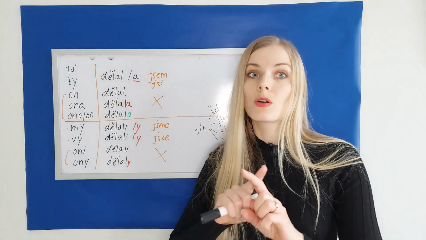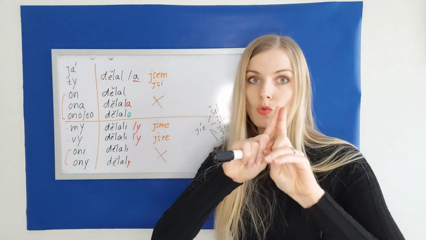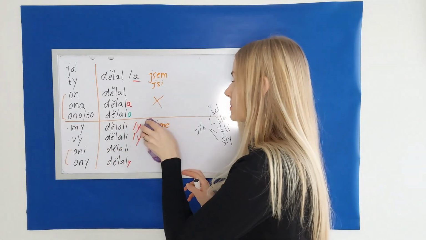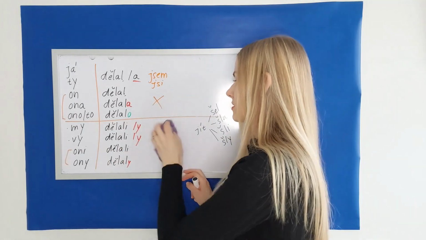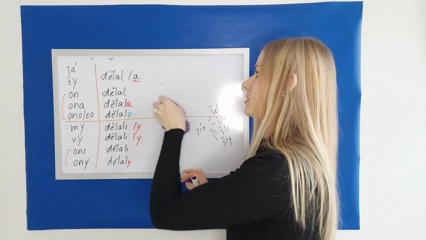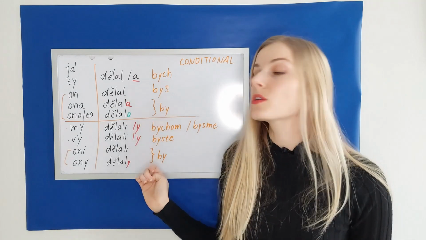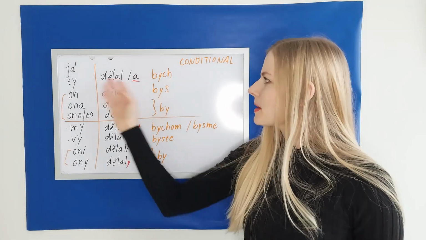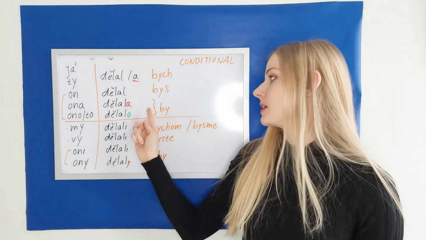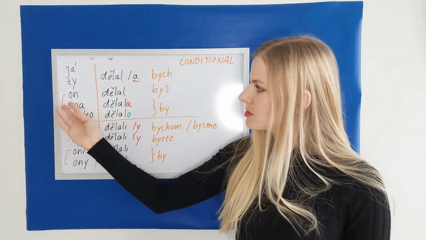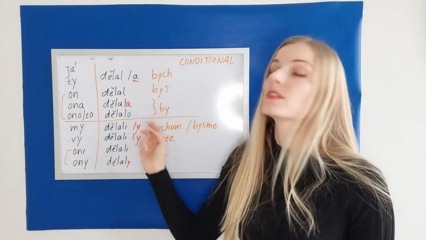The conditional is a combination of two parts as well. We need the verb in past tense and we also need an auxiliary verb, but not this one. We need a different one. Ta-da! These are the auxiliary forms for the conditional. Bych, bys, by, bychom, byste, and by. See, the third person now does have an auxiliary verb.